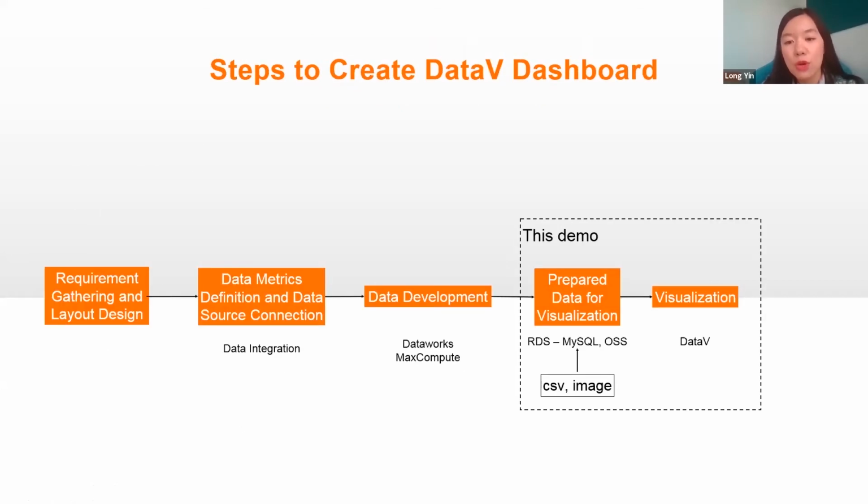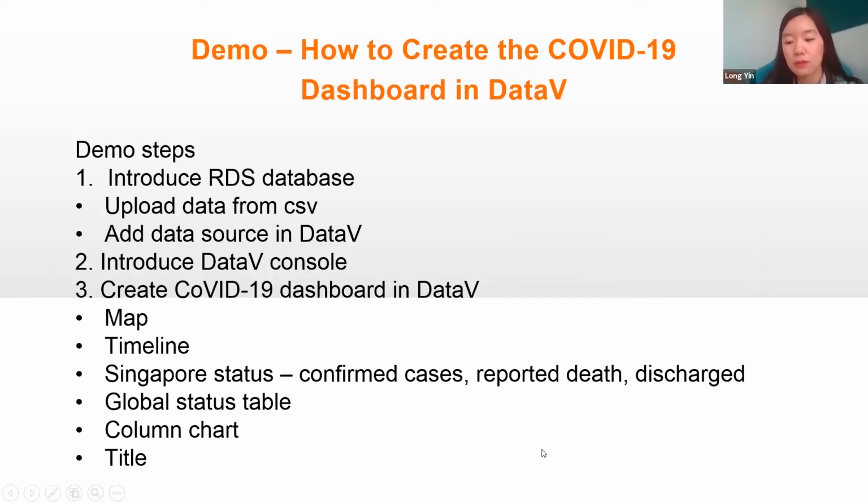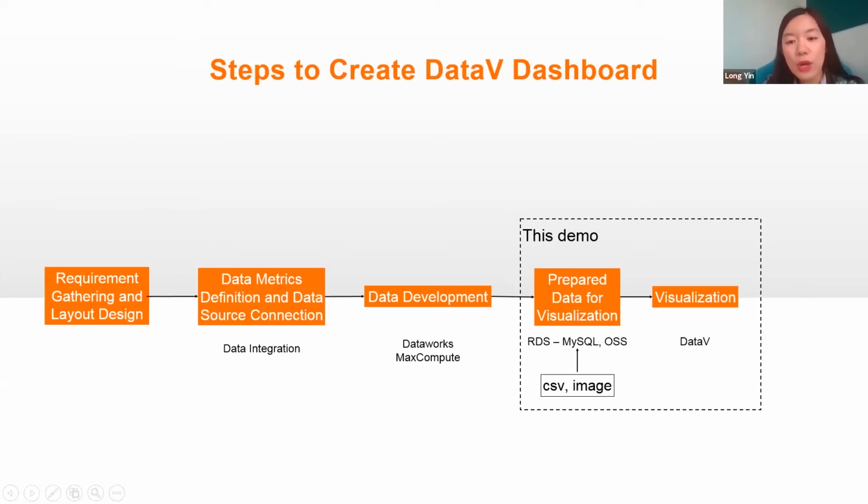In this demo, we assume all the data has been prepared and the ready data is stored in a CSV format. And for images, the data has been stored in .png format. The prepared data will be uploaded to Alibaba RDS and OSS for visualization.